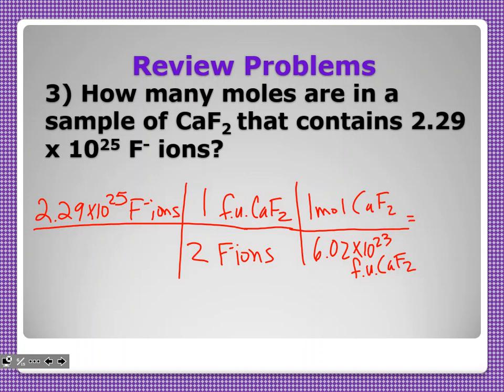So how many moles of calcium fluoride are from those fluoride ions? What did you get? Anyone? How many significant figures? 3. We need 3 from our measured value here. So, what do we get for our actual number of moles? 19.0 moles. Good. And I believe you are correct. Very good. Awesome.